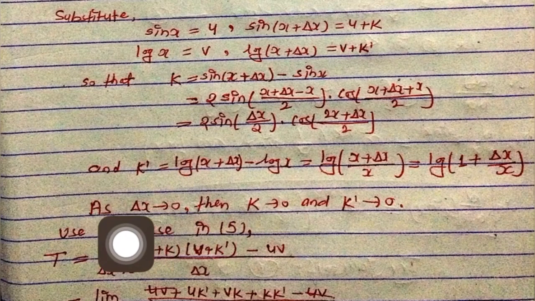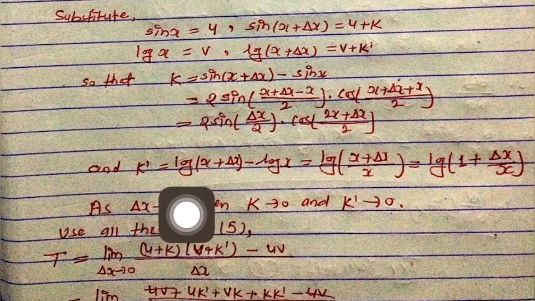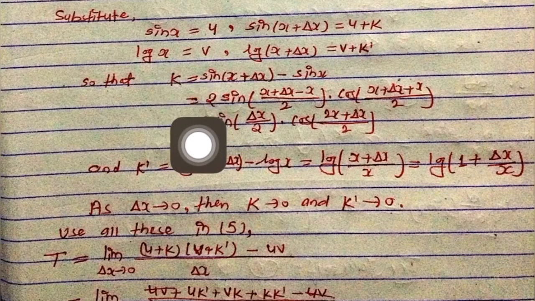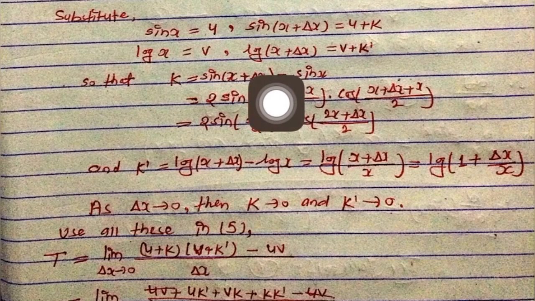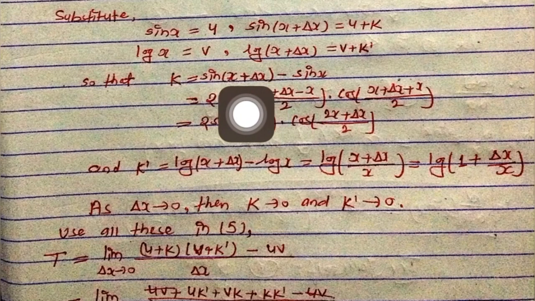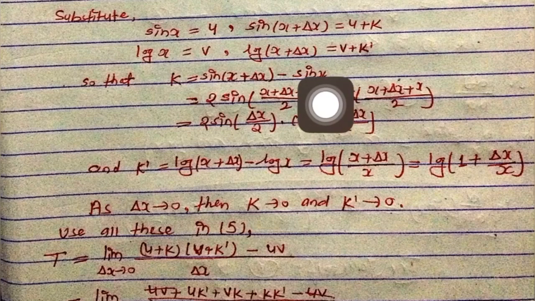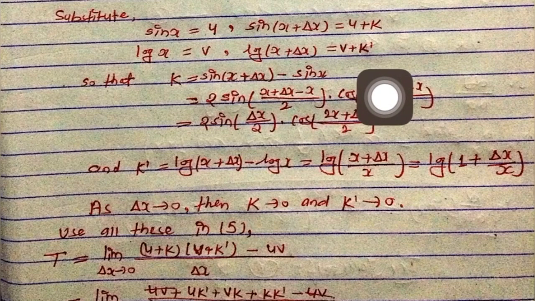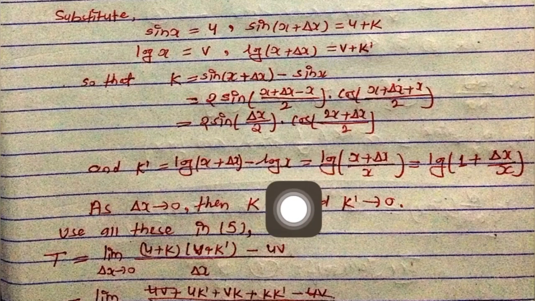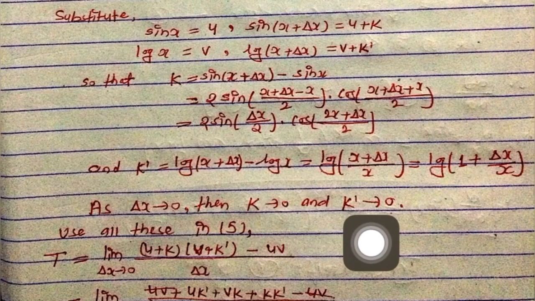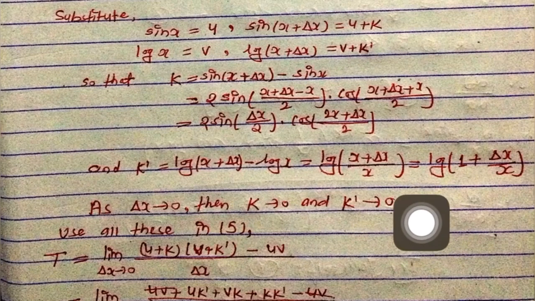And also as del x tends to 0 from here, k tends to 0, because if you put del x as 0 here, sin x minus sin x is there, and that is equal to 0. So k also tends to 0 here. The same is written here, and k prime also tends to 0 similarly.